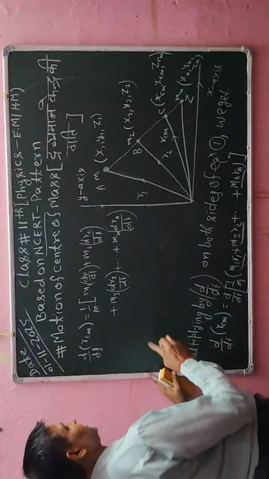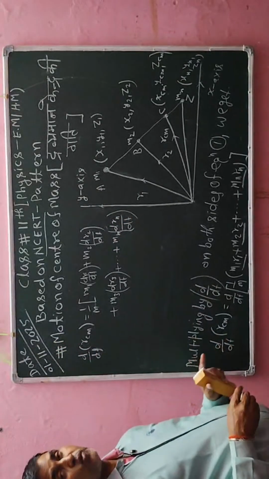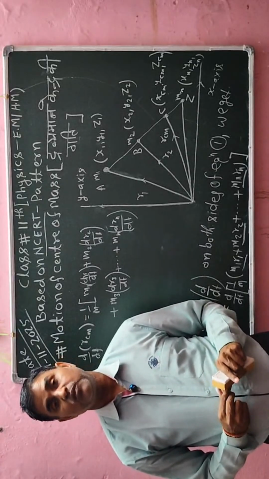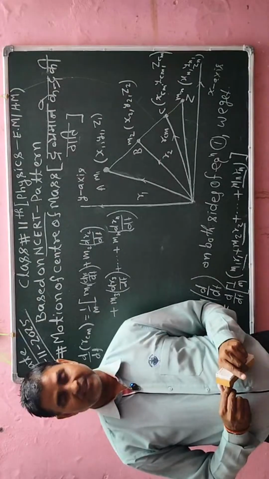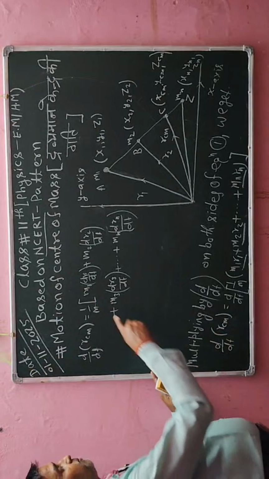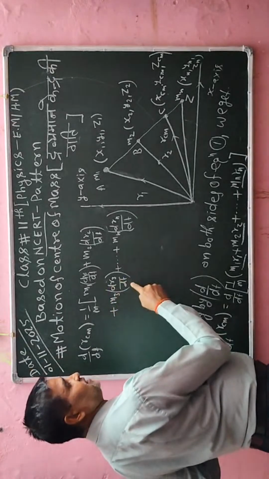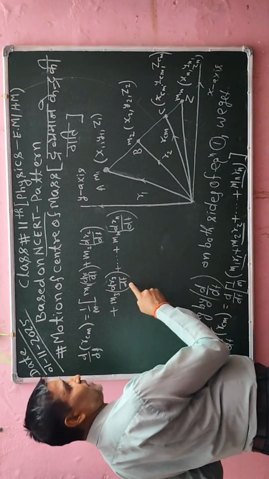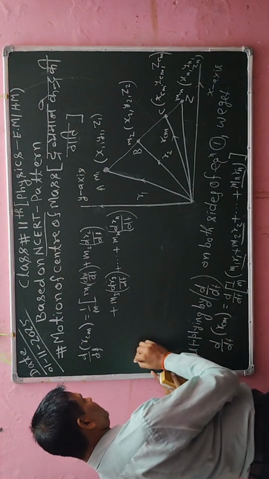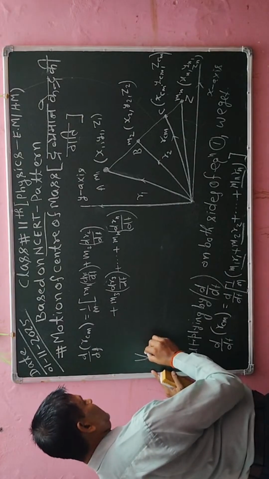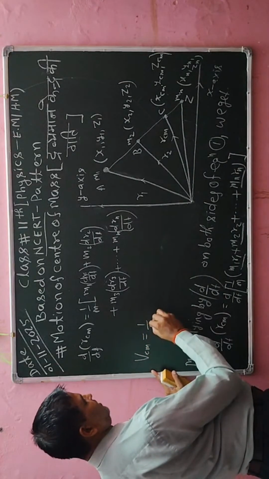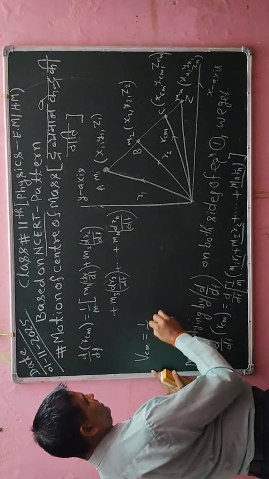Now further I will say the formula for velocity, distance and time, that is velocity which is equal to displacement by time. So here vector r is displacement and t is time. So displacement by time, that is velocity. This is also distance by time, that is velocity. So here I will write vcm, that is 1 by m. I have to write 1 by capital M.